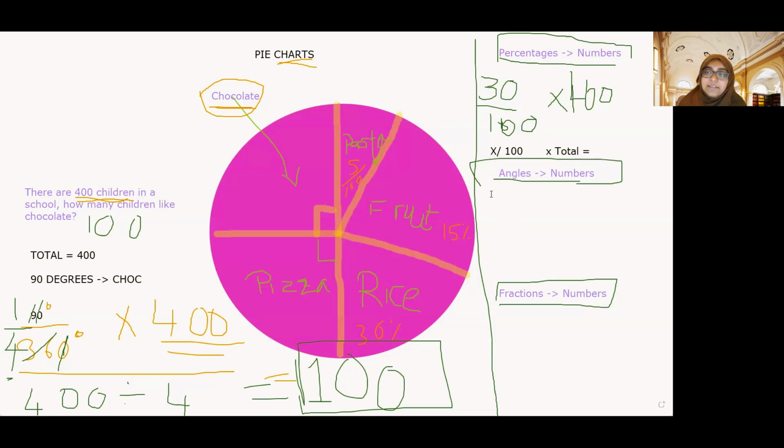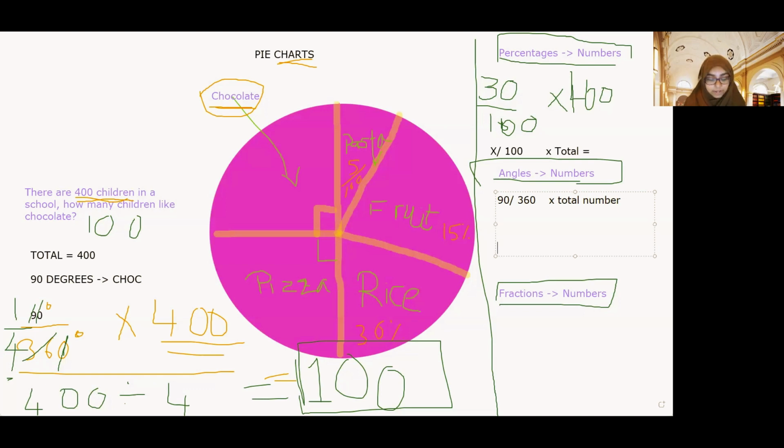Okay. Then let's have a look at the angles. Let's say we just did an angle one, but we'll do it again. Let's have a look at the pizza. So the pizza also has that square sign here, which means what? It means that the angle is 90 degrees. So we do 90, and then we have to do it out of 360, because that's my total angle, times by my total number of children. So that's the formula for angle.